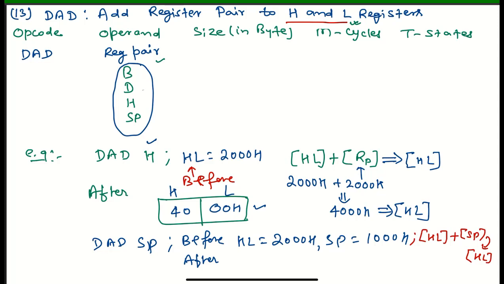So 2000H plus 1000H will become 3000H, and that will be stored into the HL pair. So the content of HL will become 3000H, and the content of SP, even after execution, will be only 1000H. I hope you understand their operations, how it performs. Simply, it will add the source operand register pair content with the HL register pair content, and after performing this addition, the result will be stored into the HL register pair itself.